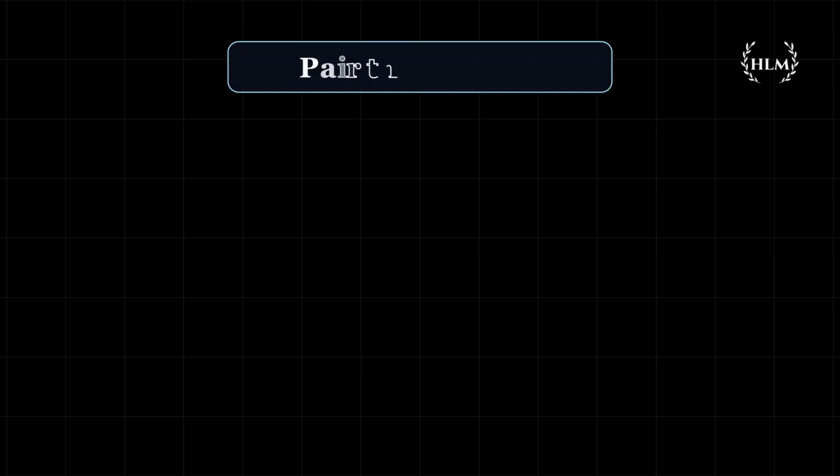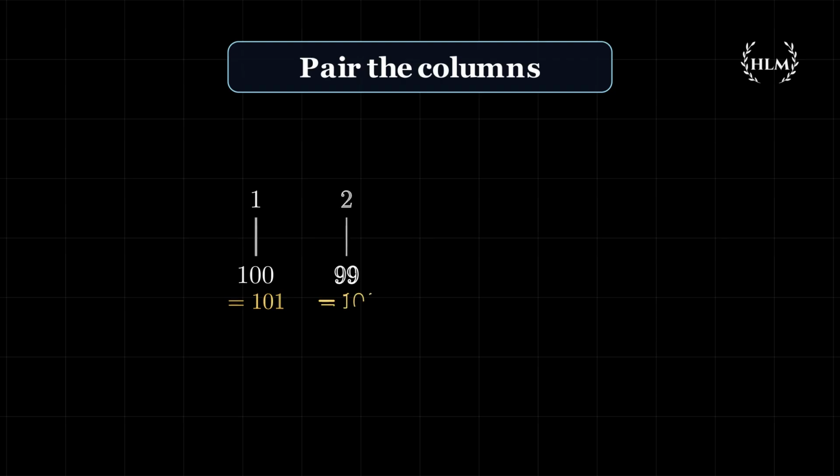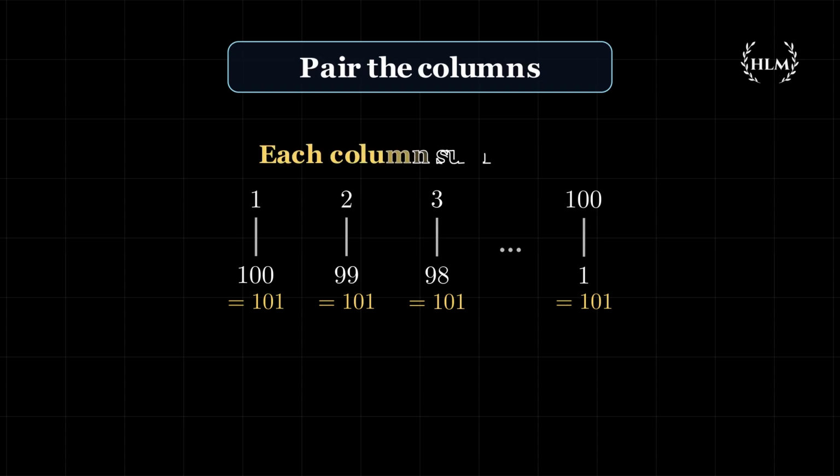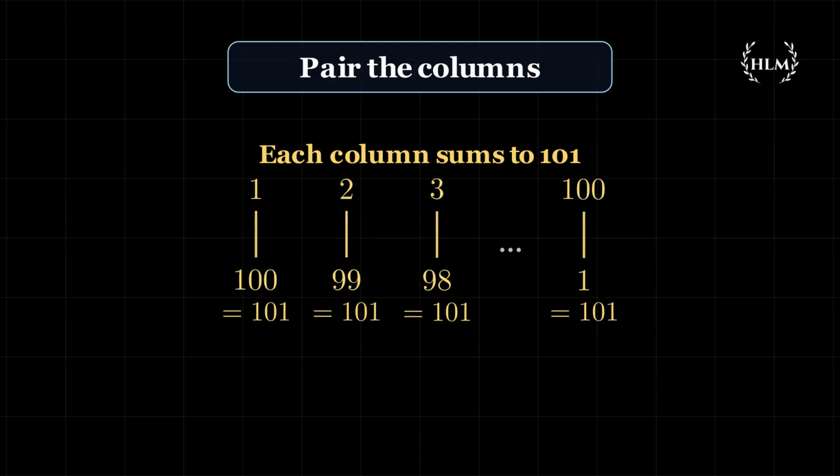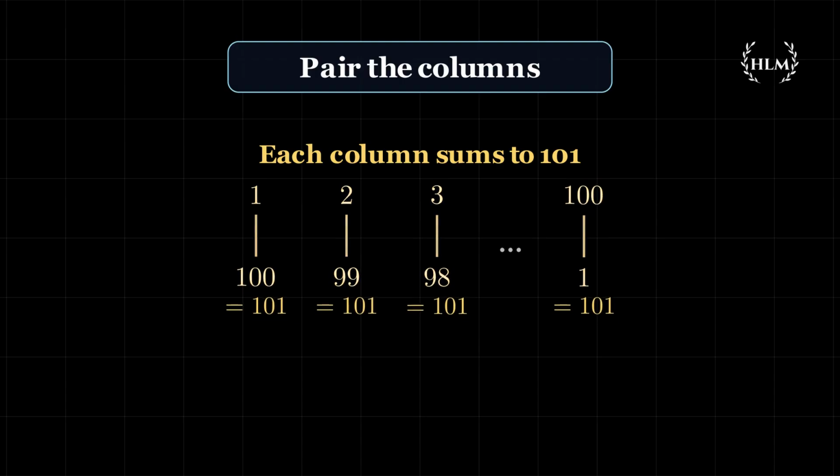The reason why is because then in each pair, in each of the columns, the pairs will have a sum of 101, because 1 plus 100 is 101, 2 plus 99 is 101, 3 plus 98 is 101, 100 plus 1 is 101. So each of the pairs is going to be 101, and in total, we're going to have 100 pairs.